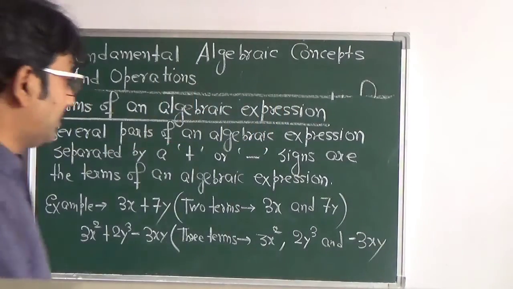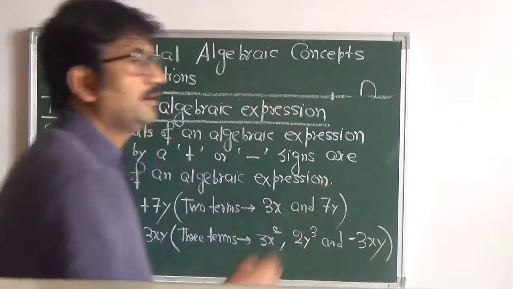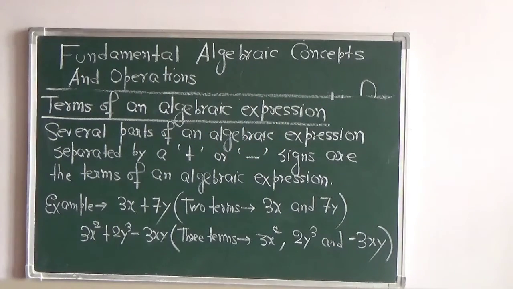So if you have got a negative sign, then you have to include that in the terms. So the three terms of this expression are 3x square, 2y cube and minus 3xy, and all these three terms are separated with the operator plus as well as minus. We have already known that several parts of an algebraic expression separated by a plus or a minus sign are known as the terms of an algebraic expression.